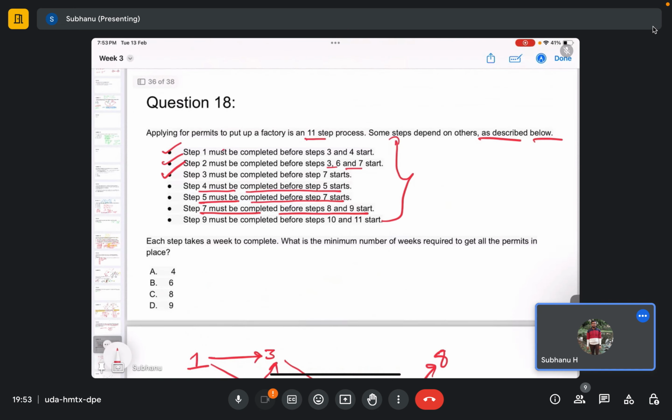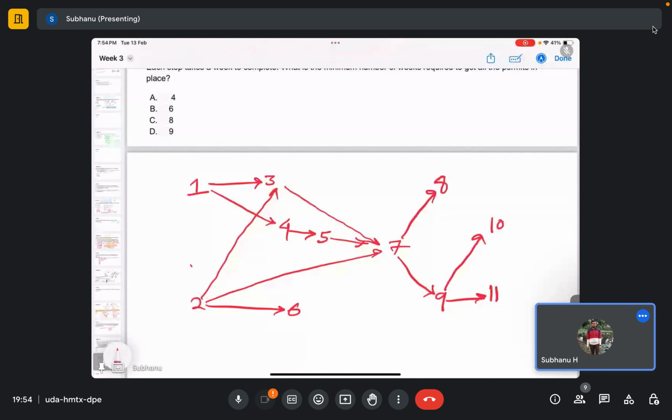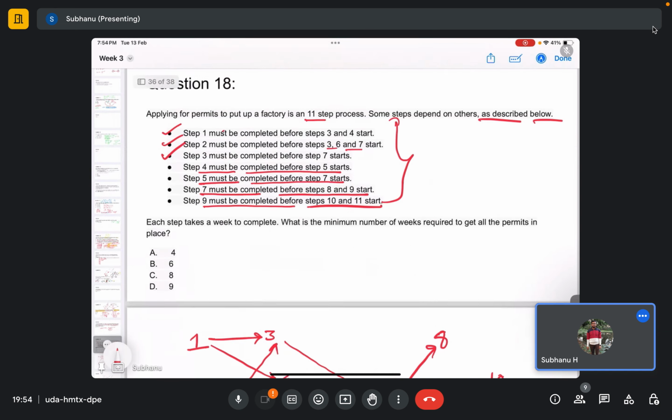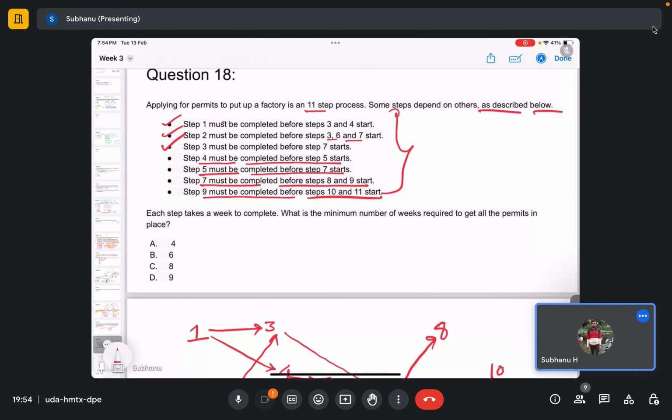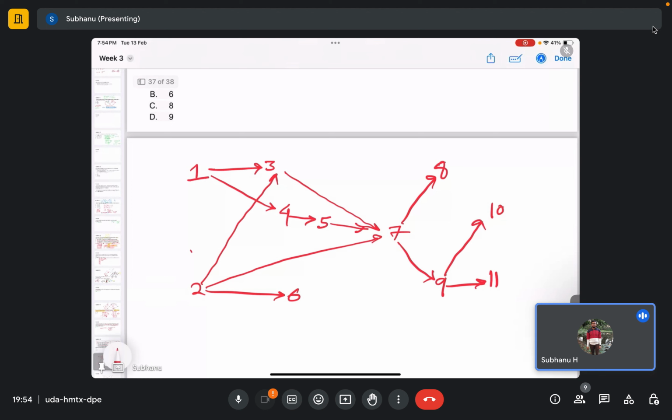Now step 9 must be completed before step 10 and 11 start. So step 9 also must be completed before 10 and 11. Fine. Now you have this DAG. From this DAG, what do you have to find? The question is: each step takes a week to complete, so what is the minimum number of weeks required to get all the permits in place? This is a DAG, and building it is the main part of this question.